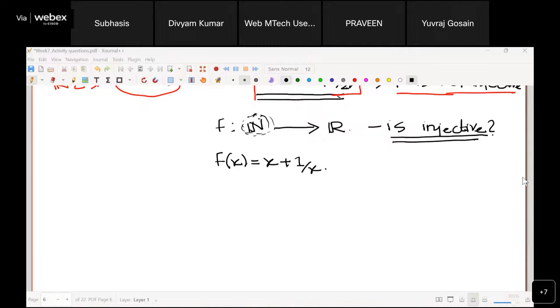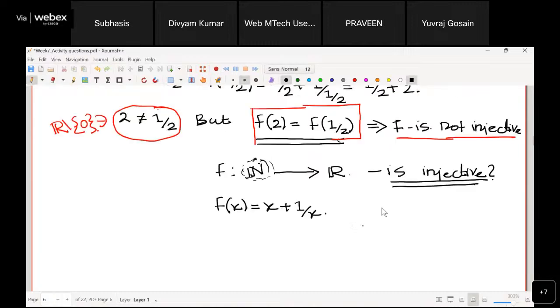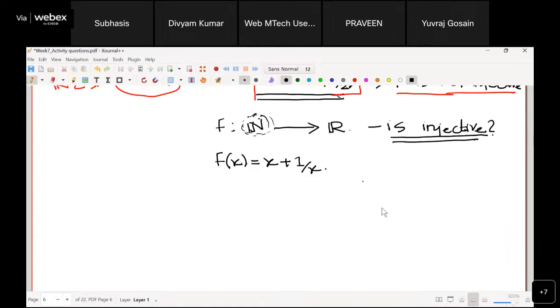So one thing you can see is that if I have two natural numbers, suppose x and y.